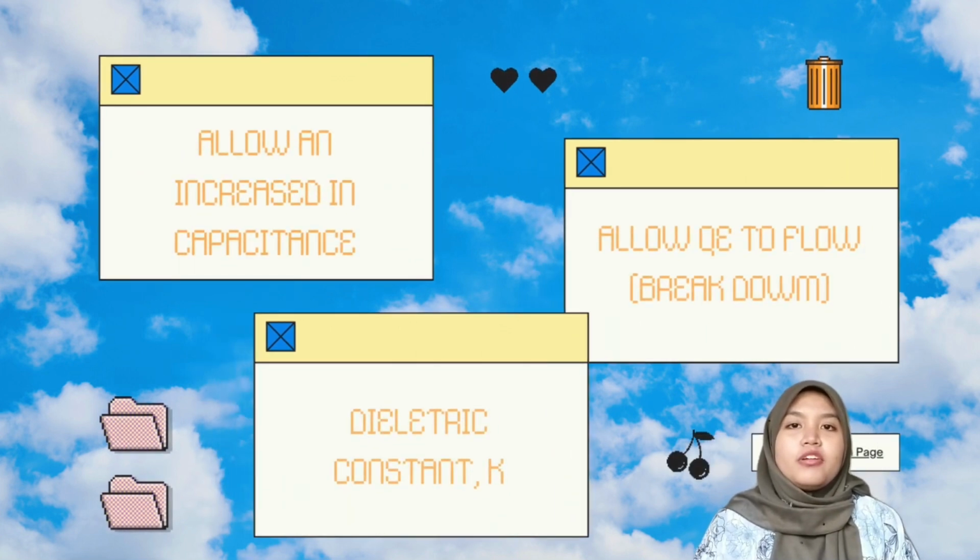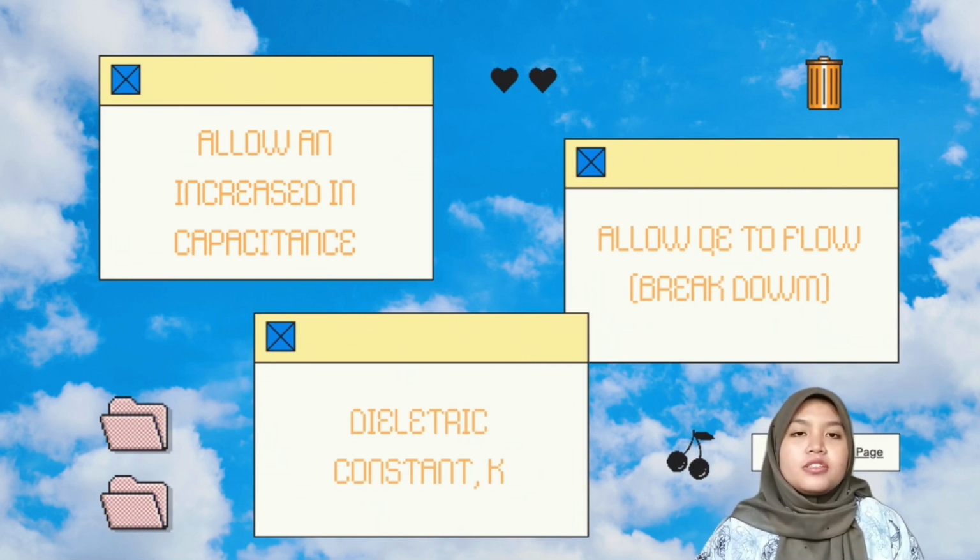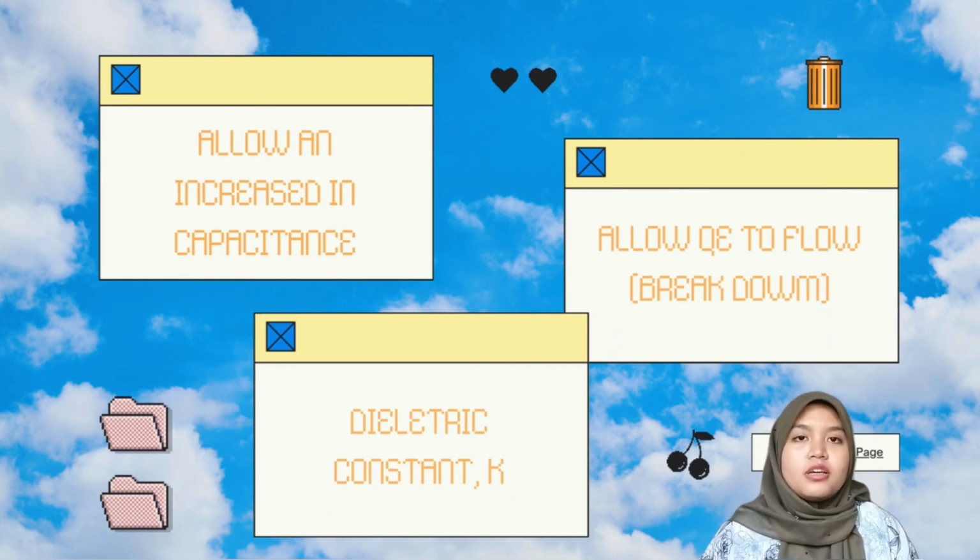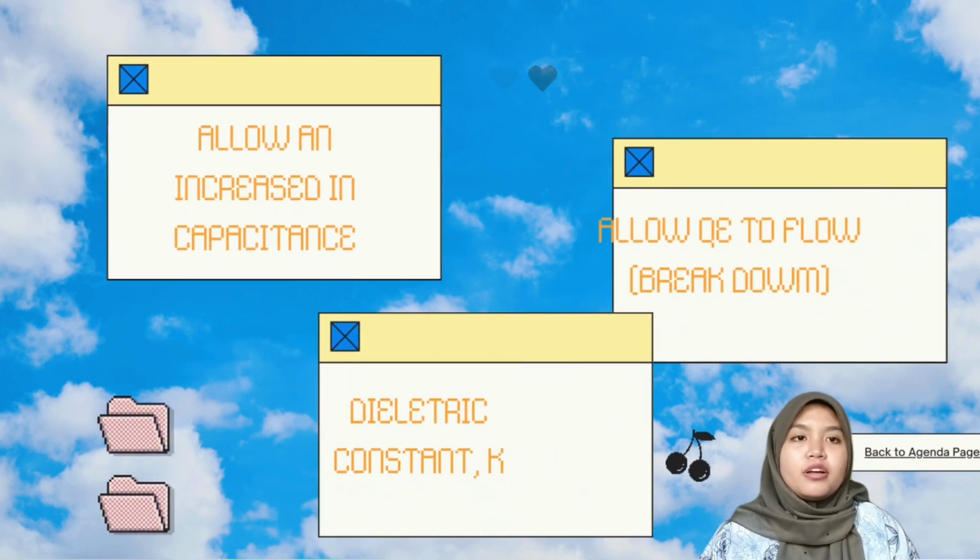I will explain about dielectric. So what is dielectric? Dielectric is an insulator. A dielectric can be characterized by K. So there are main purposes for dielectrics in a capacitor. It is to reduce the electric field and to increase capacitance in the capacitor. It also allows it to flow before breakdown.